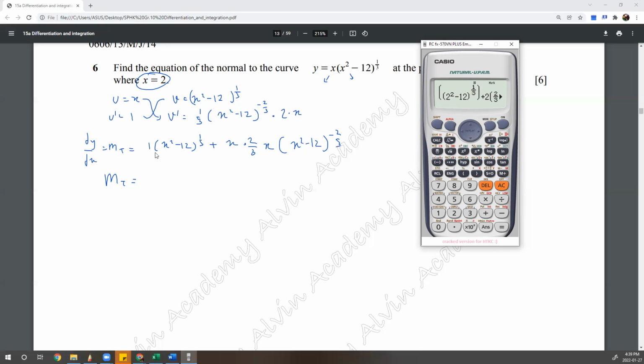Okay, there you go. So this one plus 2, I put the bracket again, times 2 over 3x times x squared, 4 minus 12, to the power of negative 2 over 3. Ugh, the calculator is working so hard. Negative 4 over 3. Okay, thank God we get the answer, negative 4 over 3.